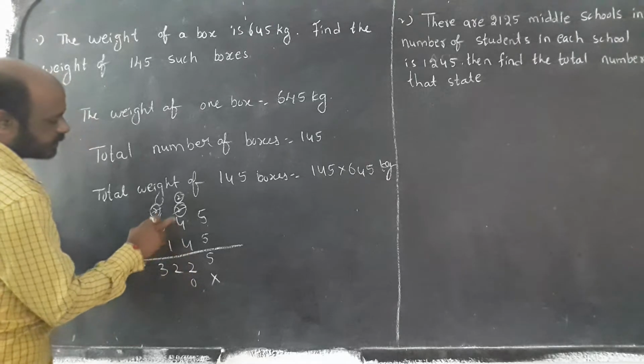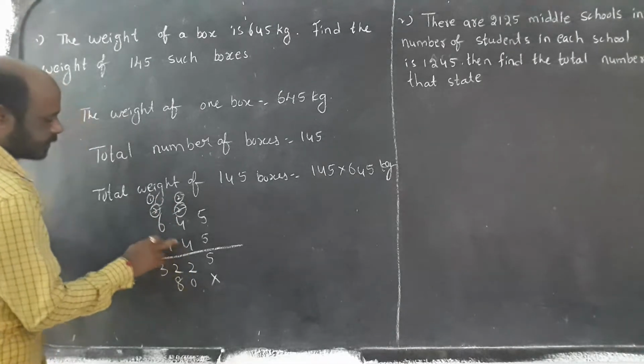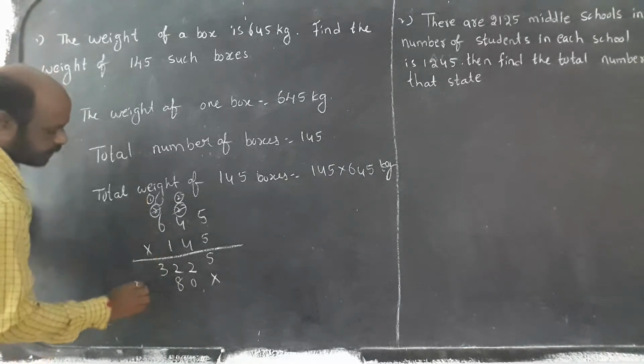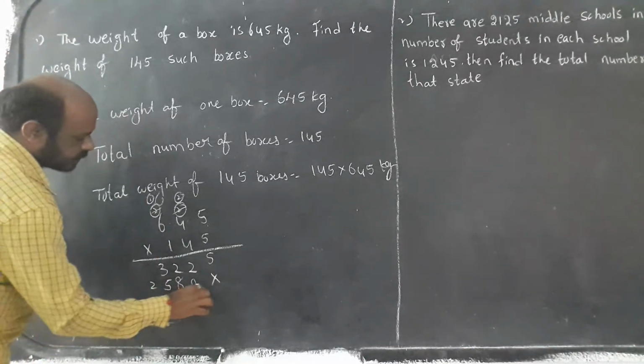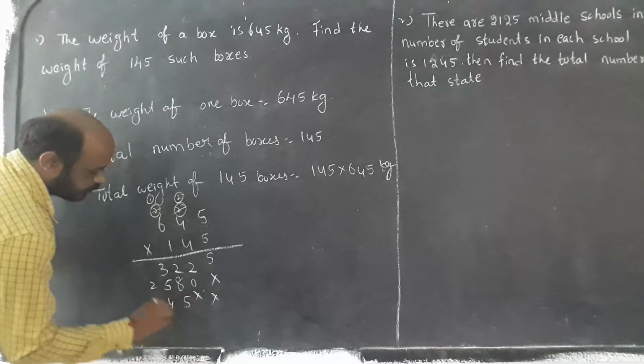4 4s are 16. 16 carry to 17, 18. Then again 6 4s are 24. 24 plus 1, it will be 25. Again 10 plus over. Then 1 5 is 5, 1 4 is 4, 1 6 is 6.